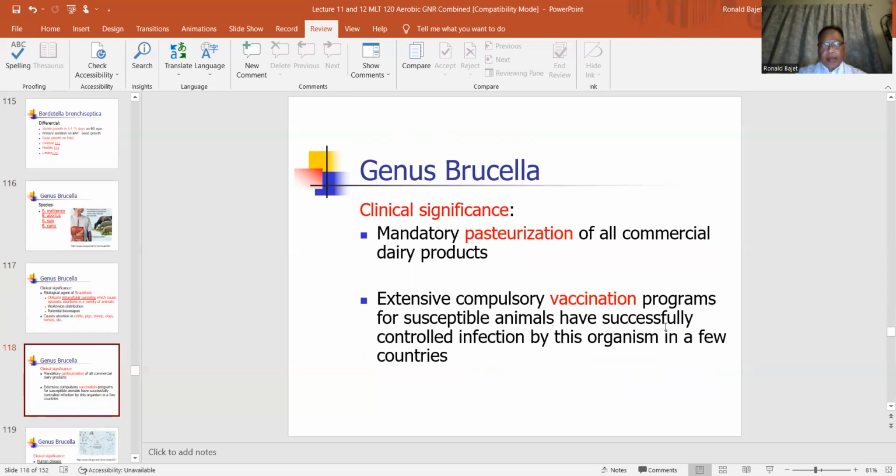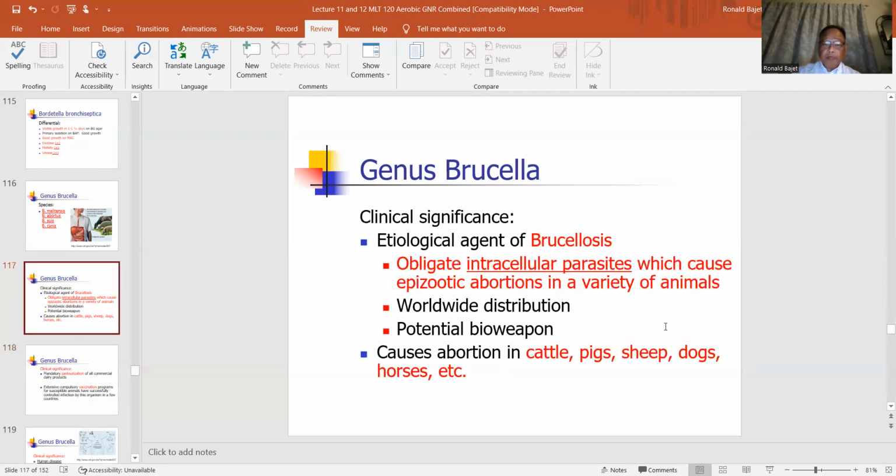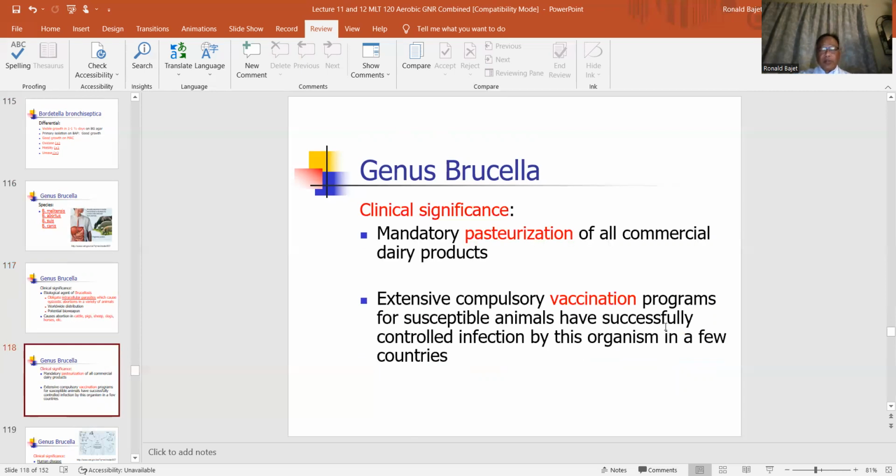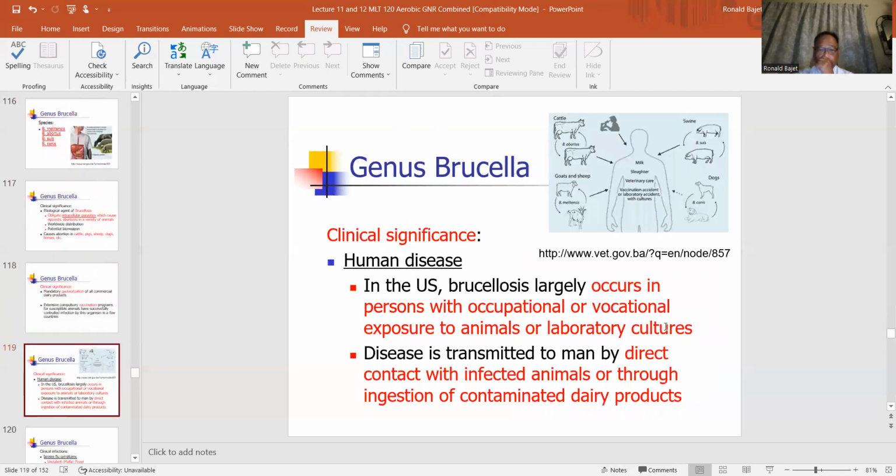Brucella is the organism that caused the milk industry to pasteurize its dairy products, because of Brucella infections. There is also an extensive compulsory vaccination program for susceptible animals, not humans, but livestock: the cattle, pigs, sheep, dogs, and horses. Those are the animals that are being vaccinated. So pasteurization of dairy products was brought about because of Brucella outbreaks.